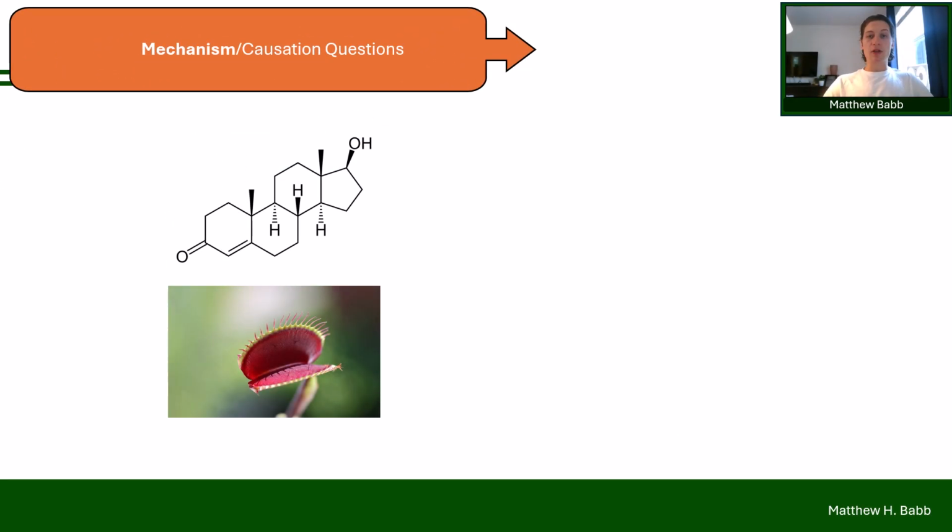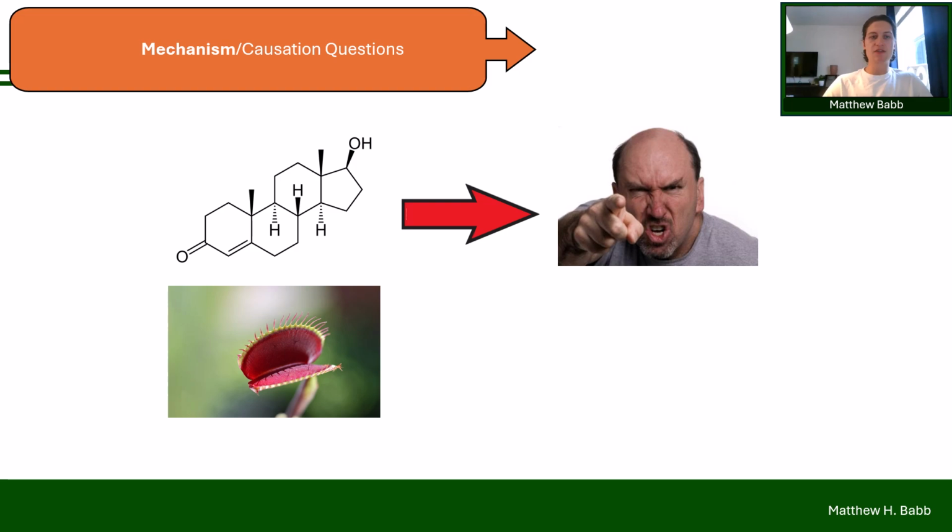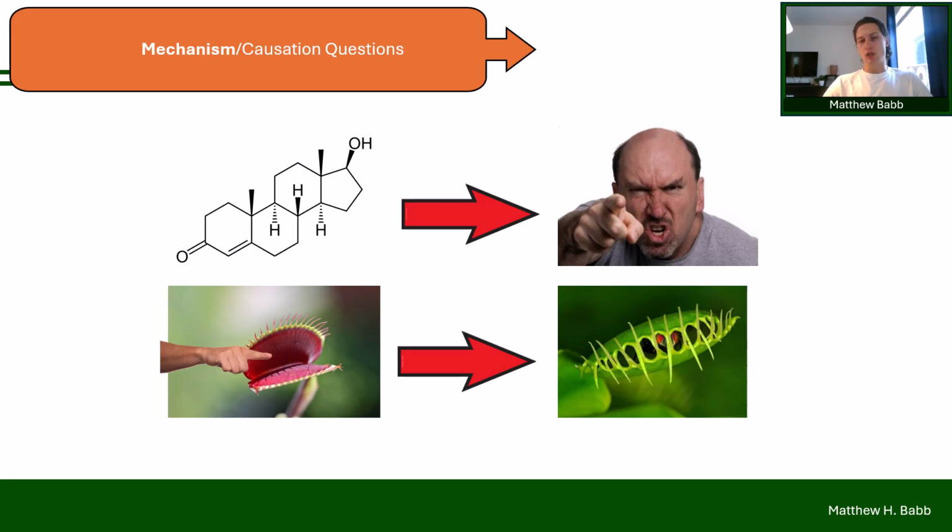Now, if you remember from the last couple lessons, we talked about how maybe the hormone testosterone can cause aggressive behavior, or maybe physical touch, which is just a stimulus, can cause the Venus flytrap to close. These would be examples of proximate mechanisms that we can study through animal behavior.